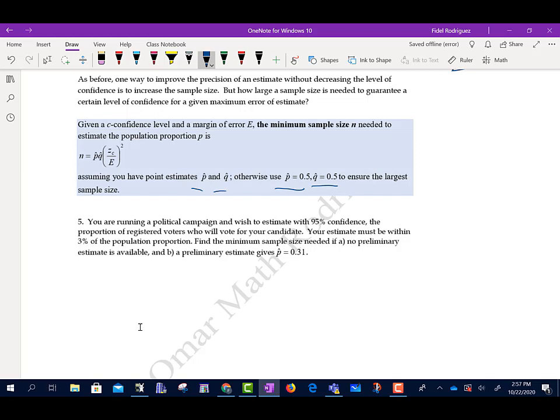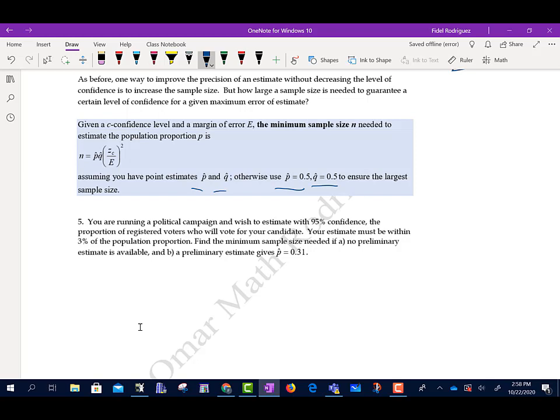It says we're running a political campaign and we wish to estimate with a 95% confidence the proportion of registered voters who will vote for a candidate. Your estimate must be within 3% of the population proportion. Find the minimum sample size if A, no preliminary estimate is available, and B, if the preliminary estimate gives P hat being 0.31.